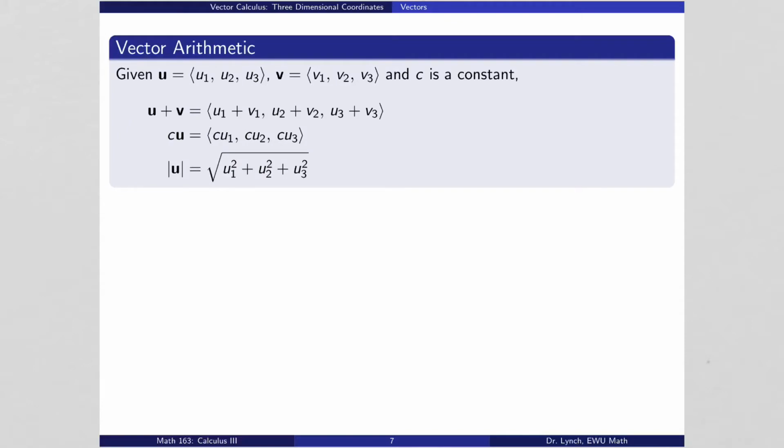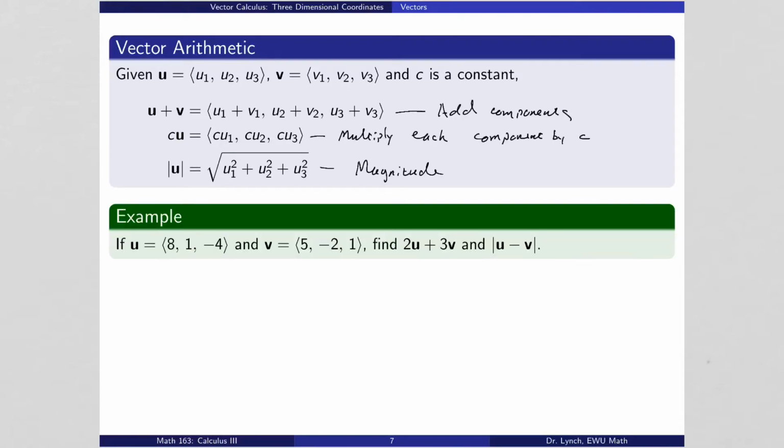Okay, we can do some arithmetic on vectors. So here's a notation for this class. For vectors, we say that u is a vector valued quantity if it has values u1, u2, and u3. v is a vector valued quantity if it has values v1, v2, and v3. And here in this example, c is a constant. To add vectors, we add components. To multiply a vector by a scalar, we just multiply each component by the scalar. And the magnitude or length of a vector is the sum of the squares of those components, square rooted.